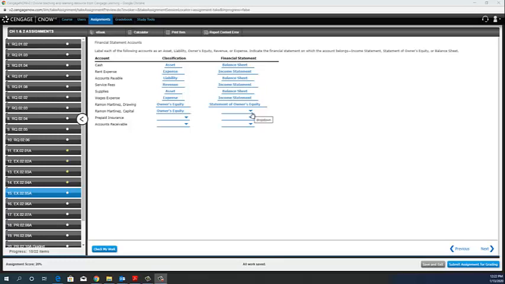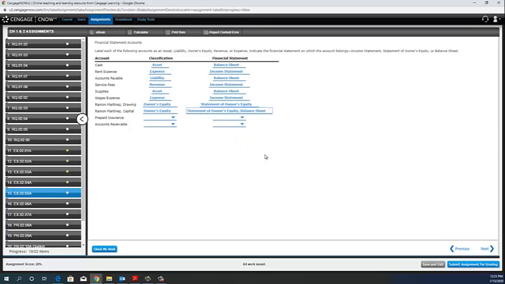And it's also on the statement of owner's equity, because in the statement of owner's equity, you're reporting the beginning and ending capital balances. So we're going to choose the 2 financial statements for capital. This is the only account that will have 2 financial statements.